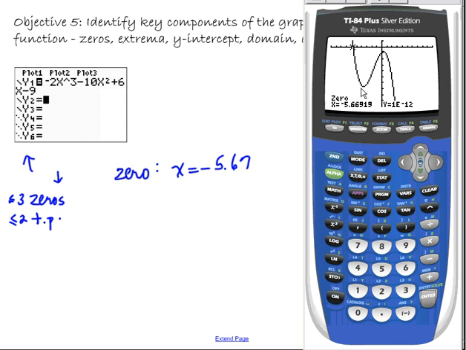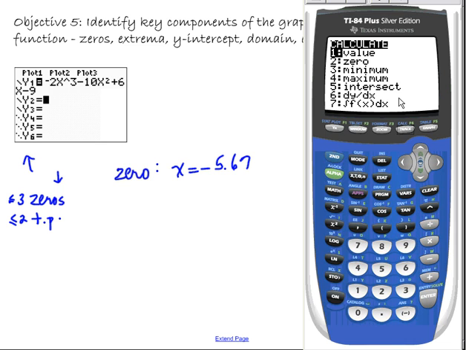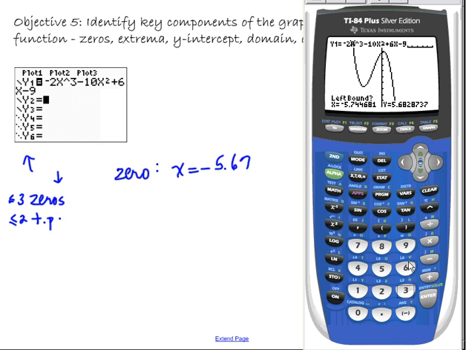Now we need to find our extrema. That is, what are the ordered pairs of those turning points? Well, we've done that before too. We really find the minimum or maximum. So if we do second and trace, let's do the minimum point since I was closest to it. So here's our minimum point.